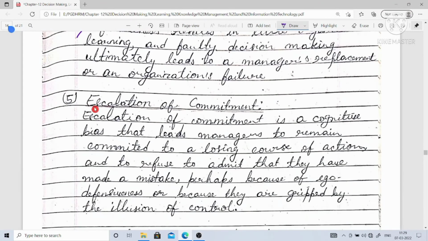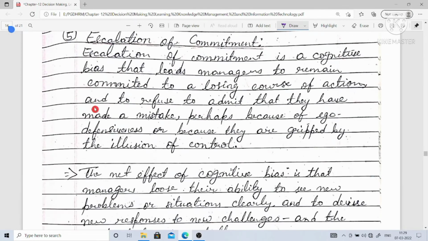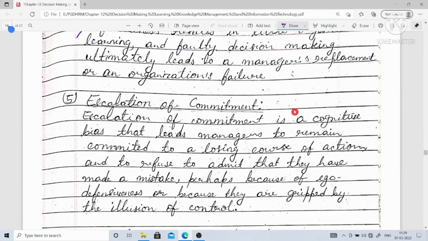Fifth one given, escalation of commitment. So what happens in this cognitive bias? Escalation of commitment leads managers to remain committed to a losing course of action and to refuse to admit that they have made a mistake, perhaps because of ego defensiveness or because they are gripped by the illusion of control.